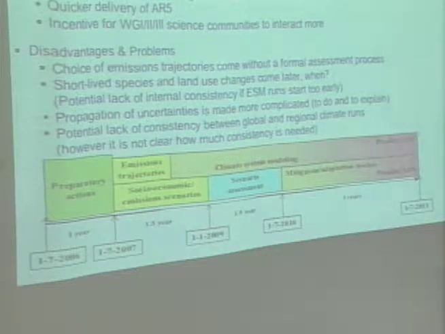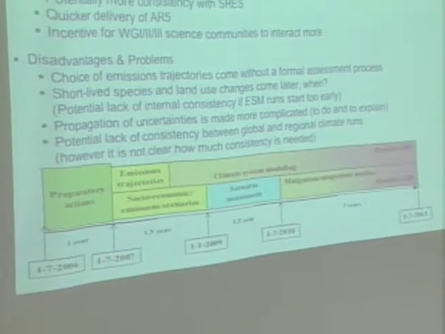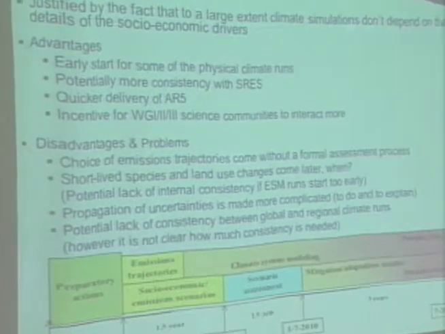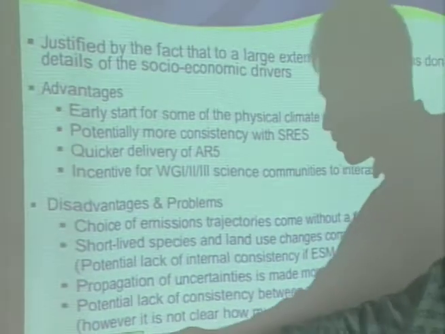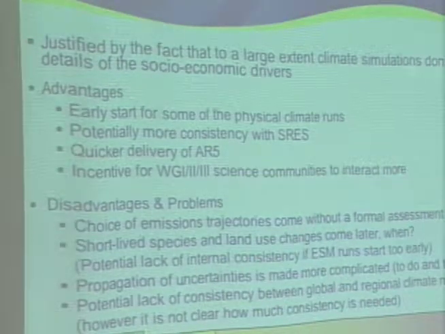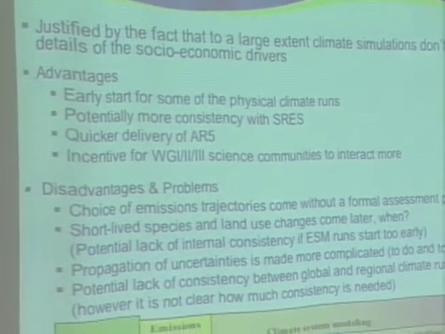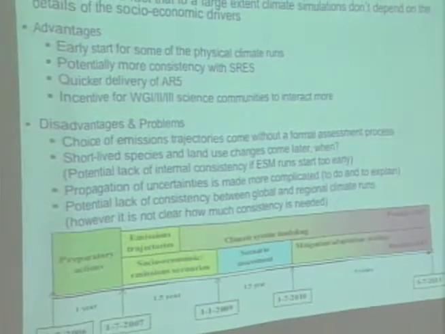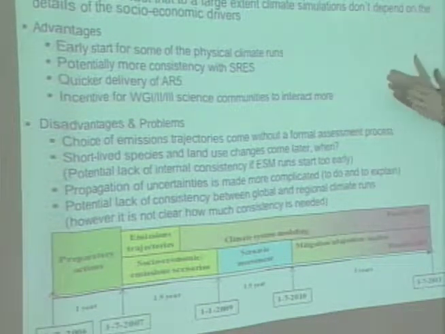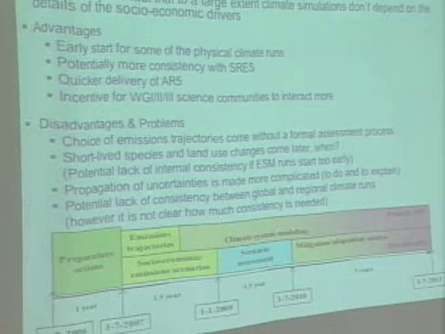At that time, we've seen a number of advantages. An early start for some of the physical climate runs, if you're in a position to do that. More consistency with SRES, because some of the benchmark scenarios here would be variants of SRES. Possibly a quicker delivery of AR5 as compared to the sequential timeline, where we really had some trouble to make it by mid 2013. It was almost impossible. And then some incentive for the different science communities to interact with each other.